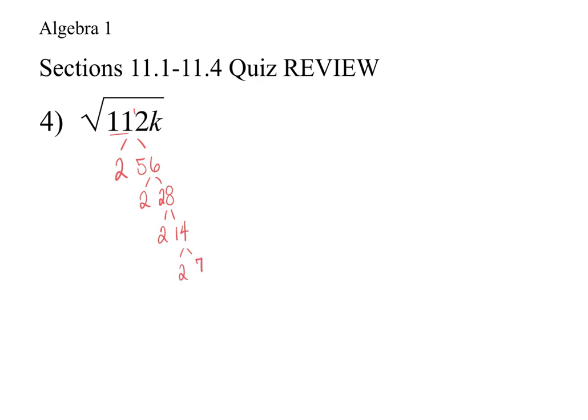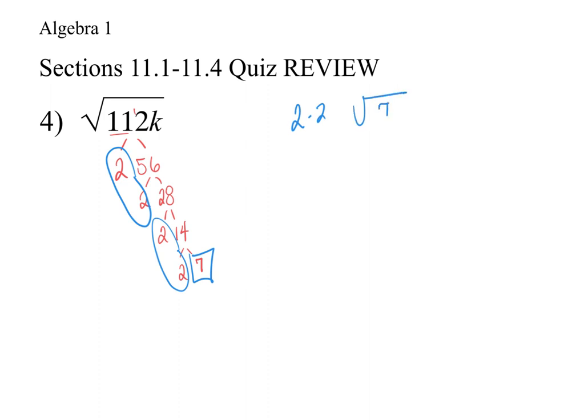We're going to leave the k alone for right now. All right, since my index is 2, I'm going to group everything that is in groups of 2. So that is a group of 2 that can come out. This is a group of 2 that can come out. And then this is not grouped. That's going to stay in.